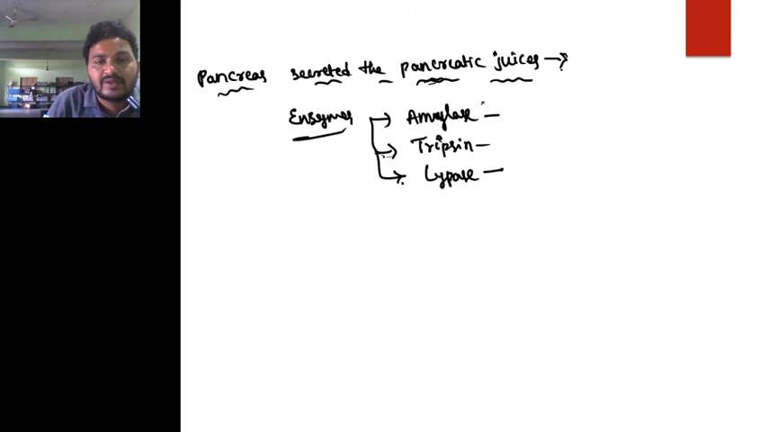Okay? So the pancreas secretes the pancreatic juices. The pancreatic juices contain enzymes like amylase, trypsin and lipase. The amylase acts on the carbohydrates, converting them to the end product maltose. The trypsin acts on the proteins, converting them into peptones or glucose. Next, lipase acts on the fats. The fats are converted into small globules, and the small globules are converted into fatty acids and glycerols.